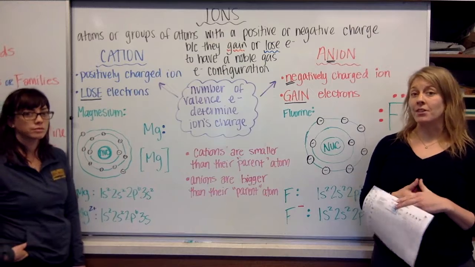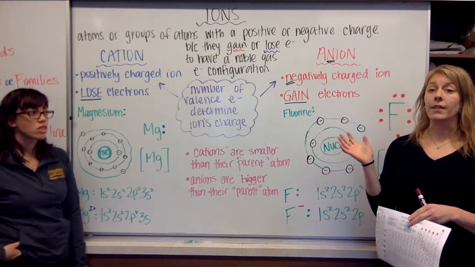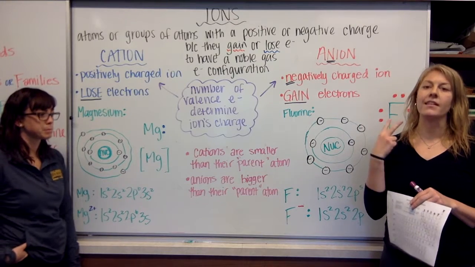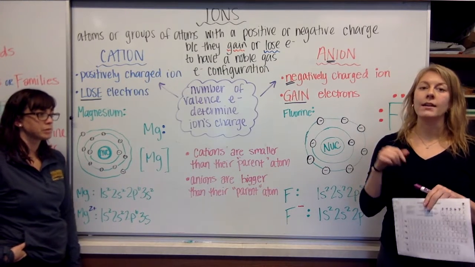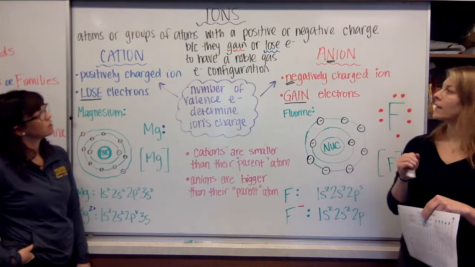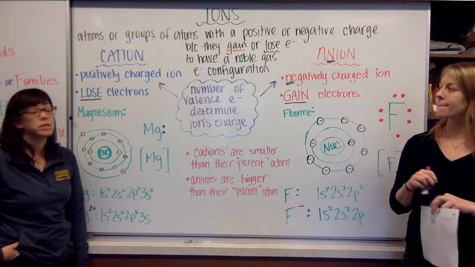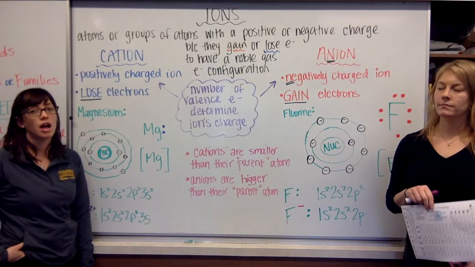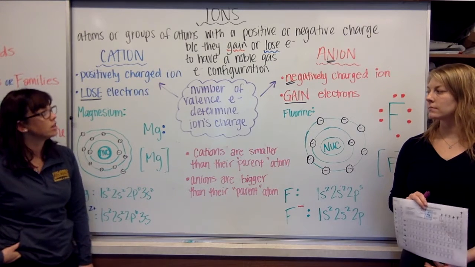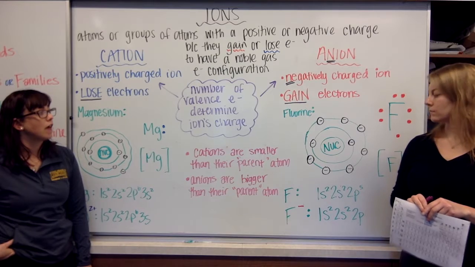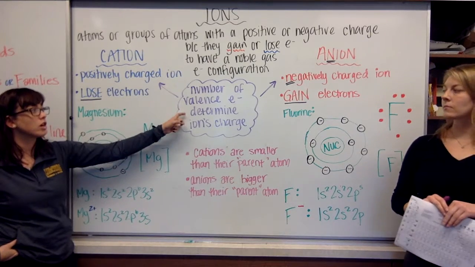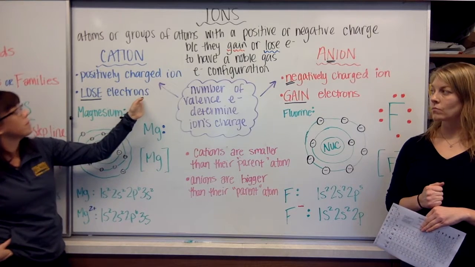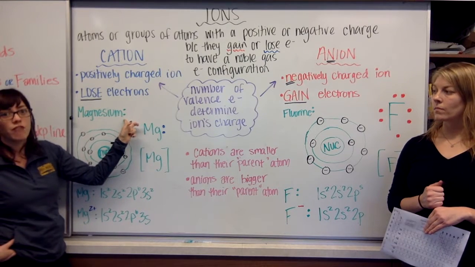We do see some exceptions where they will gain or lose electrons to look like helium, which only has 2 valence electrons because it only has one s shell. Okay, and the reason why we've been talking about valence electrons is because it directly relates to what type of ion and the charge of the ion that an atom will have. So the number of valence electrons helps us to determine an ion's charge. I'm going to use magnesium as an example of that in a moment.